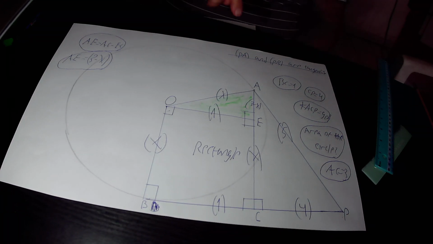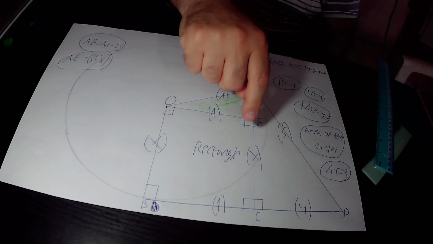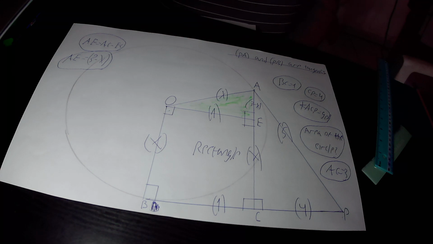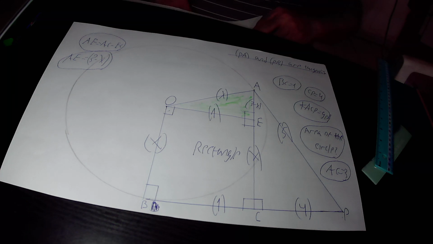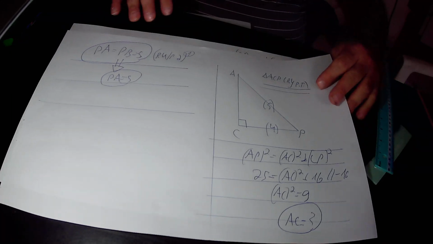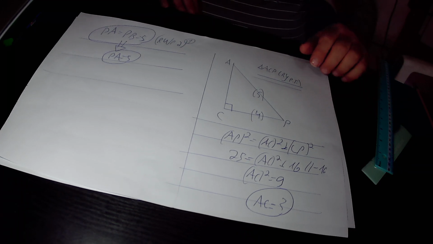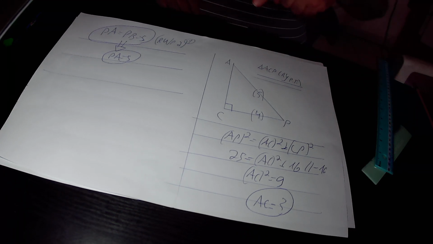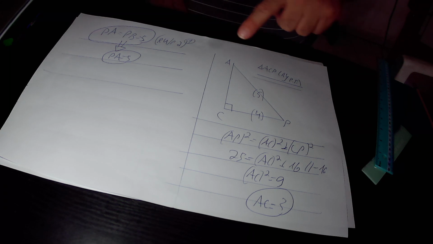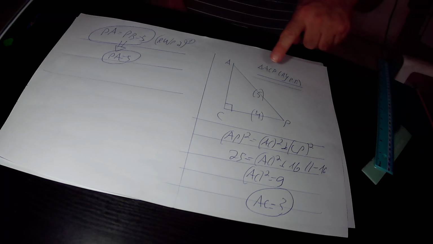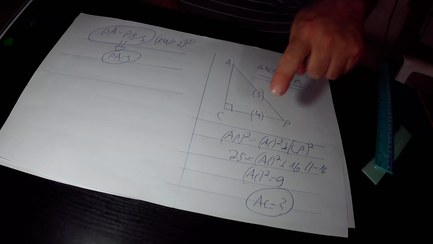In the next step, I copy the right triangle ACP onto a new page and implement the Pythagoras theorem. According to the Pythagoras theorem, in any right triangle, the square of the hypotenuse is equal to the sum of the squares of the perpendicular sides. This is the right triangle ACP from the original drawing. In this right triangle ACP, AP squared, that is the square of the hypotenuse, is equal to AC squared plus CP squared. AP is 5, therefore AP squared is 5 squared, that is 25.